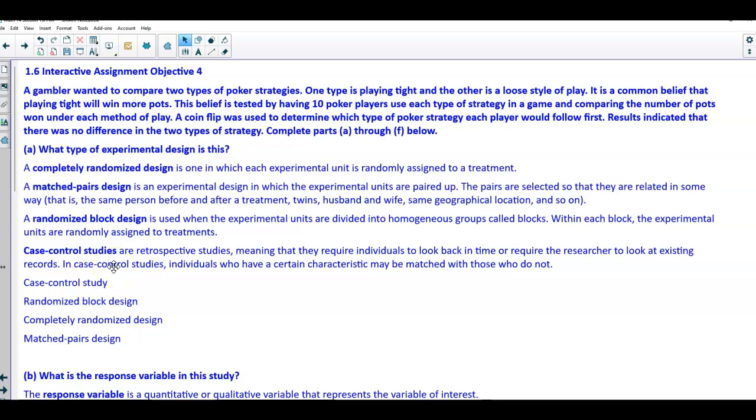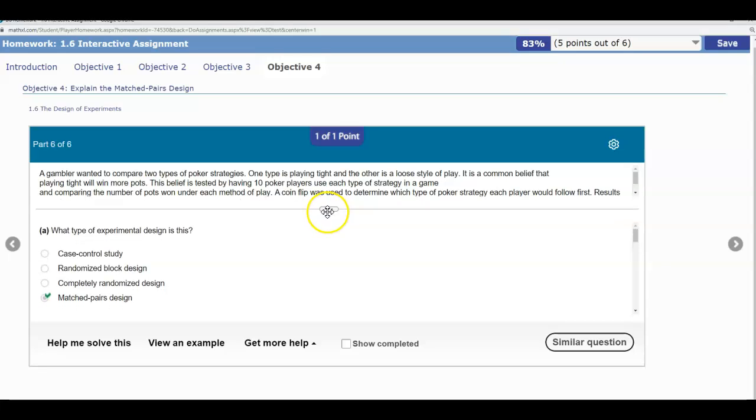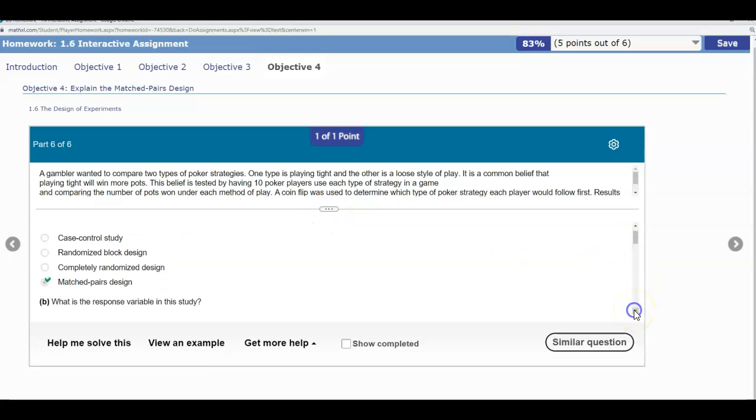And case control studies are retrospective studies, meaning that they require individuals to look back in time or require the researcher to look at existing records. In this case, we're dealing with one player compared to another player. Therefore, this is going to be a matched pairs design. So let's take a look at that result. So the answer is a matched pairs design.